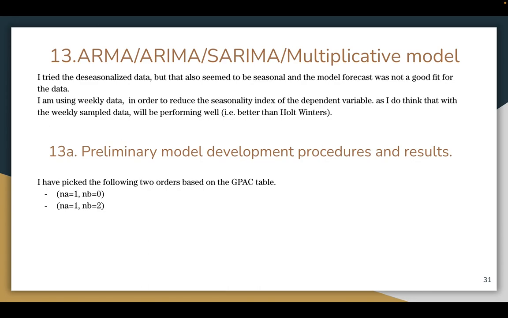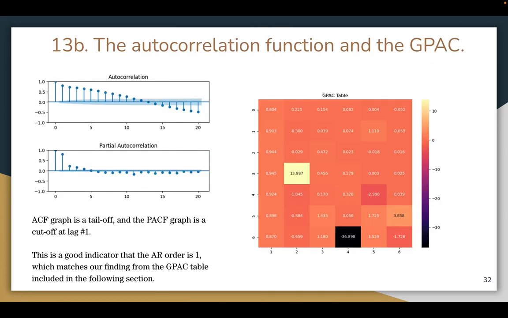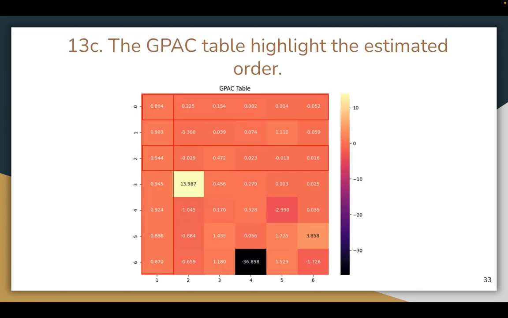Estimated parameters using the LM algorithm are as follows, and I have picked two orders based on the GPAC table. This is the ACF PACF graph, along with my GPAC table, wherein I can see that the ACF graph tails off and the PACF graph cuts off at lag 1, which indicates that the AR order is 1, which matches our finding from the GPAC table. This is my GPAC table with highlighted na and nb values.